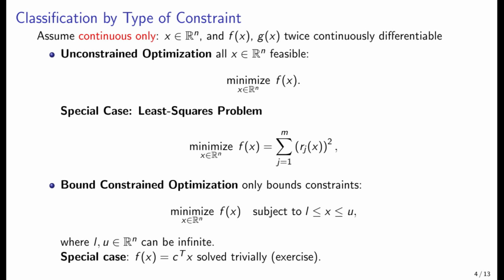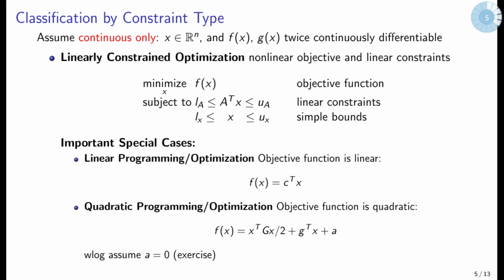Slightly more complex is a bound constraint optimization problem where I only have bounds on the variables. And a special case is the case where f of x is a linear function, and that's solved trivially. So you will get an exercise for that later on. So hold on to that, and you can start doing that exercise now.